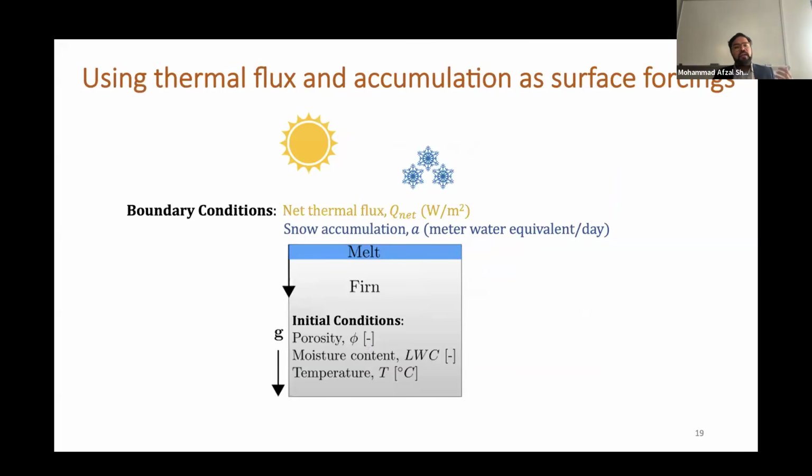More realistically, the boundary condition at the surface is net thermal flux that leads to melting of snow at the surface. And then the other boundary condition is snow accumulation, which is measured in meter water equivalent per day. We just rescale the snow to an equivalent height of liquid water. And then initial conditions in the firn are again porosity, moisture content, and temperature. Let's try to think about how this surface net thermal flux forcing affects your firn profile, or firn stratigraphy.